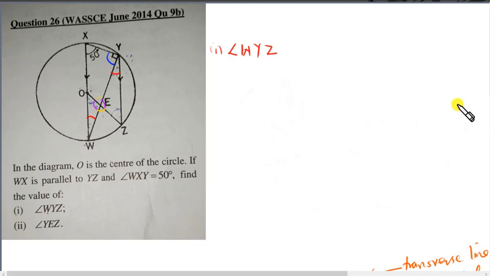First, we are going to find the angle WYZ. So first we will consider triangle XWY, because if we consider triangle XWY, then we can find the angle here. We know the two interior angles of triangle XWY. We know the angle here 50, the angle here 90. It is the angle here that we don't know.